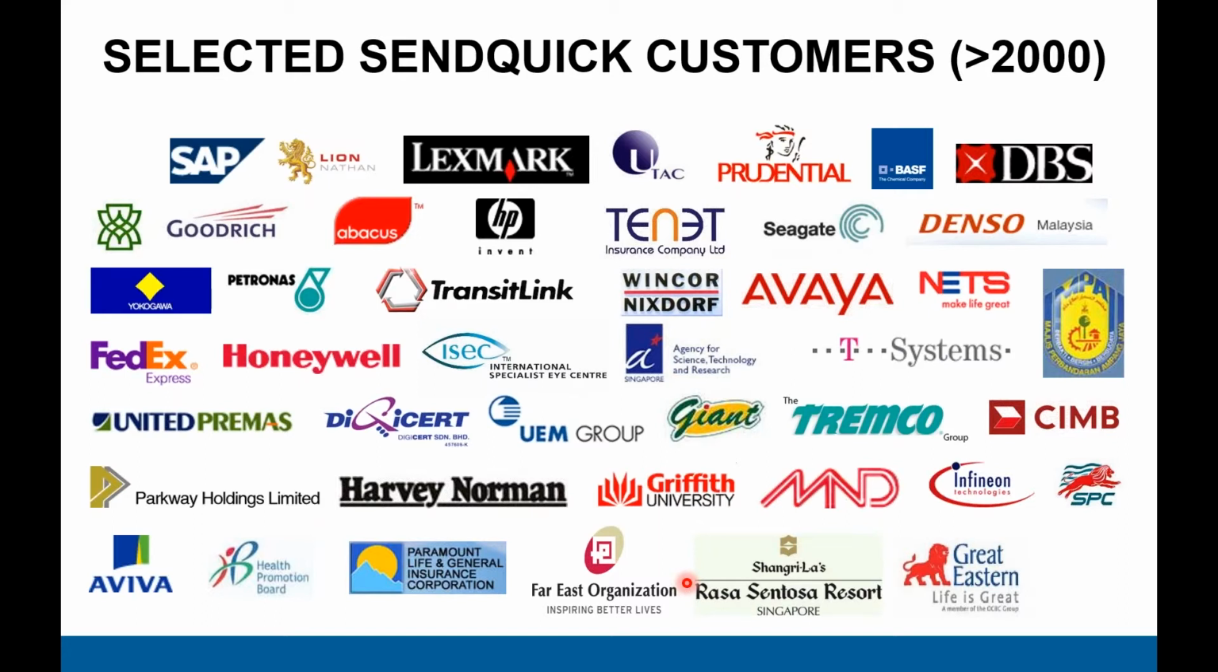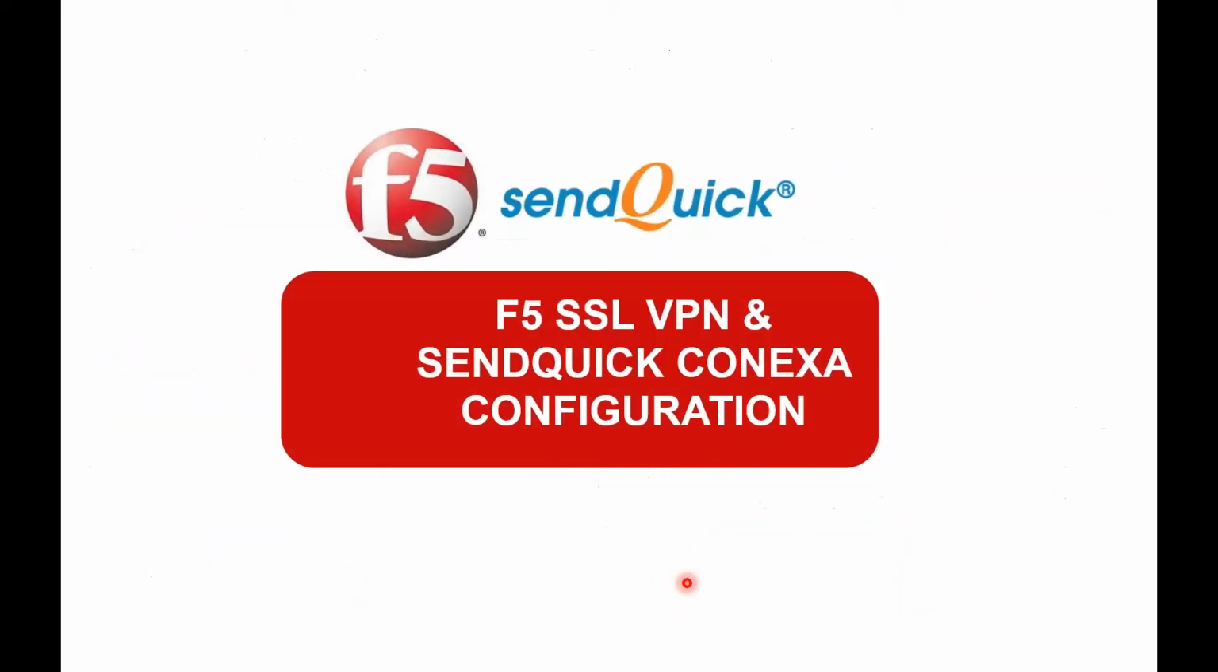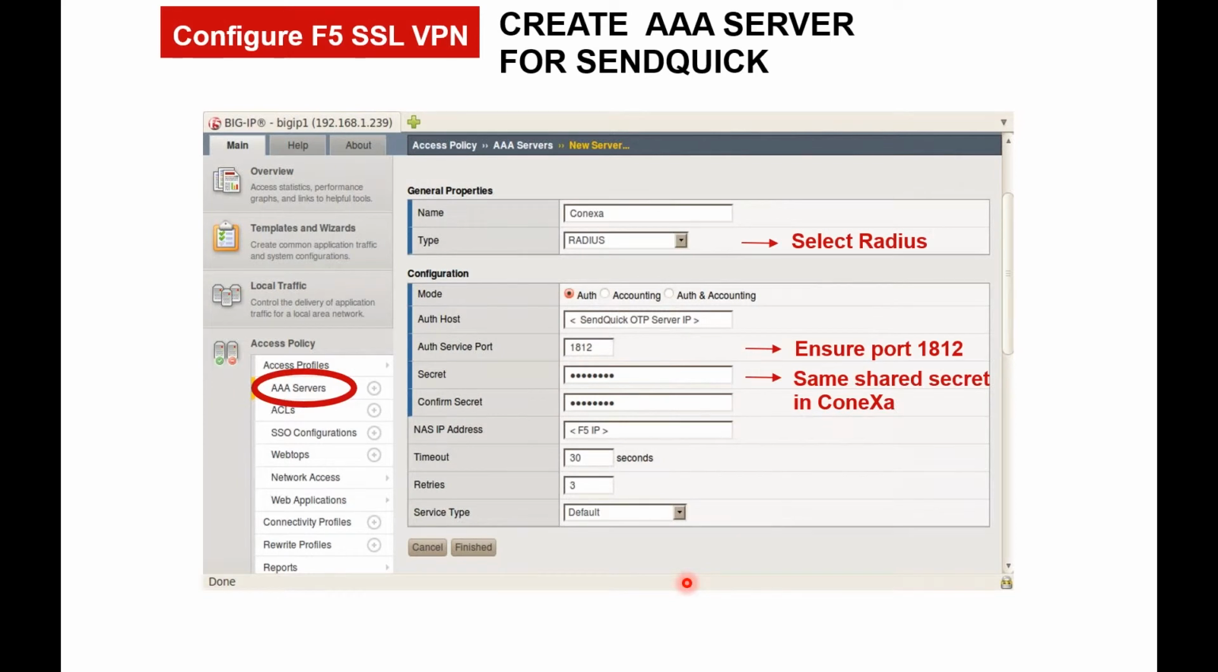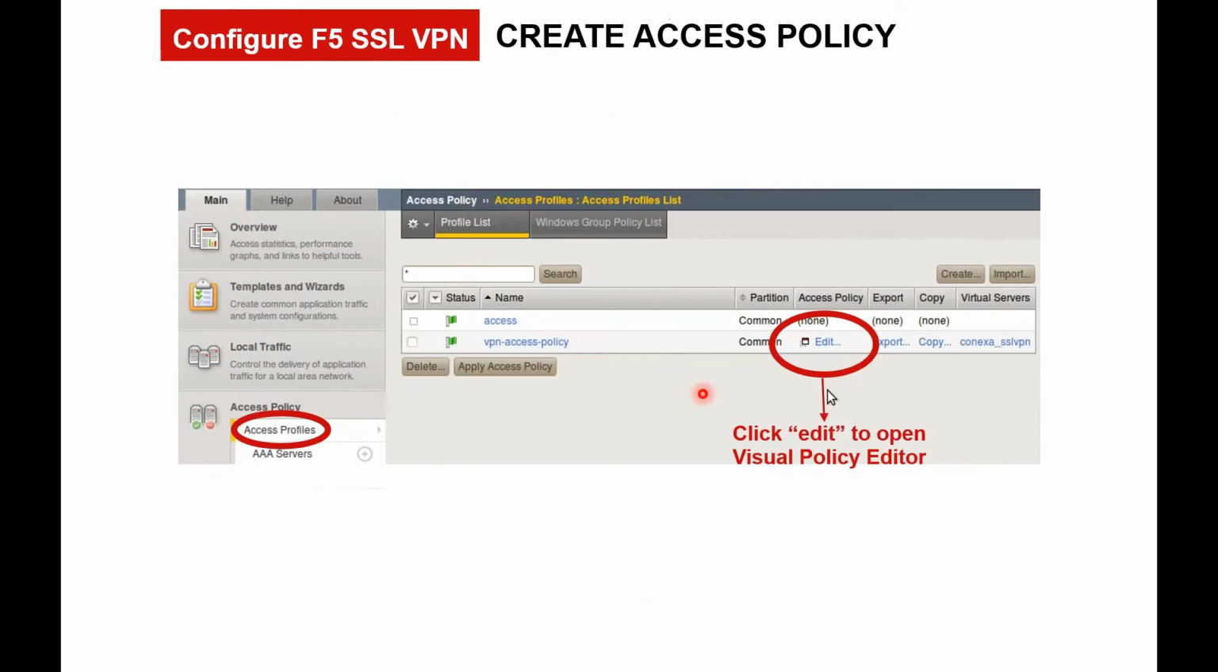Connexa today is used by many companies, and now we look at how to use SSL VPN with F5 as a sample configuration. First, configure at the F5 site. Just select AAA servers, choose Radius, enter Connexa OTP, Connexa IP address, select Radius port 1812, and put in the shared secret for Connexa in the F5 SSL VPN.